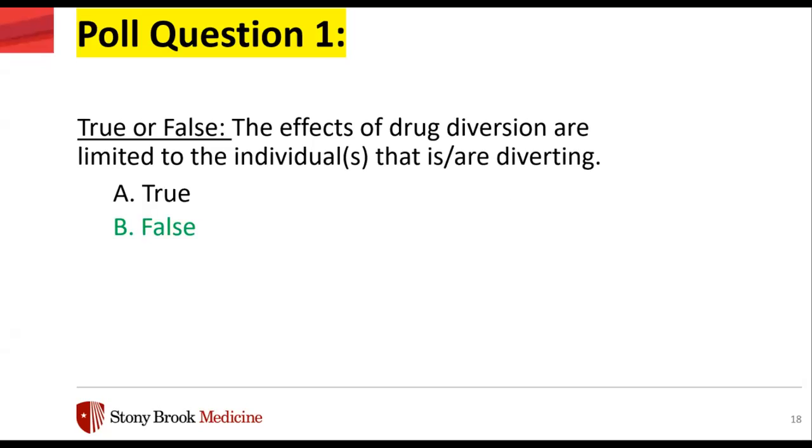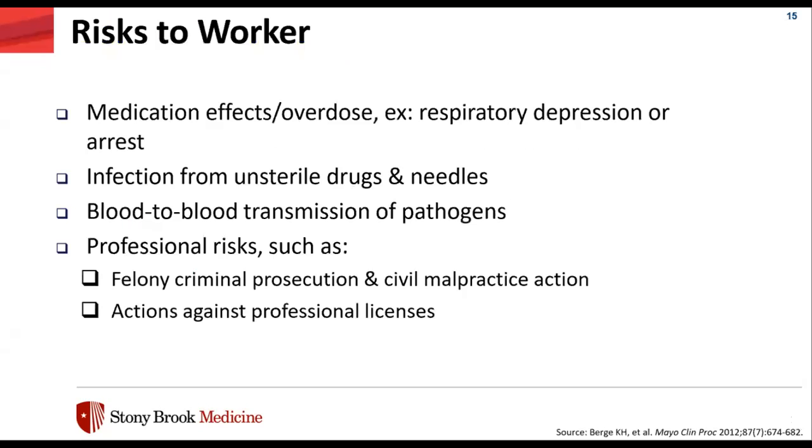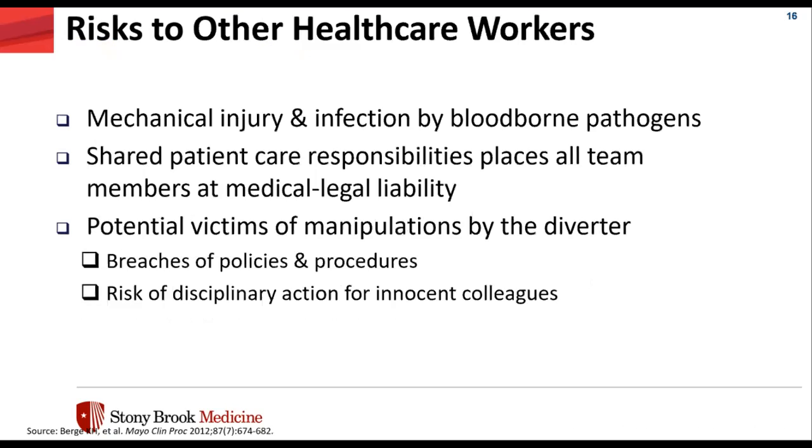So the risks to the individual diverting, since this presentation is focused solely on opioid medications, those individuals are at risk for respiratory depression or cardiac arrest based on the type of medication that they're diverting. They can have infections from unsterile drugs and needles, blood-to-blood transmission of pathogens, and they also face various professional risks as well, such as felony, criminal prosecution, and civil malpractice action, as well as actions against their professional licenses.